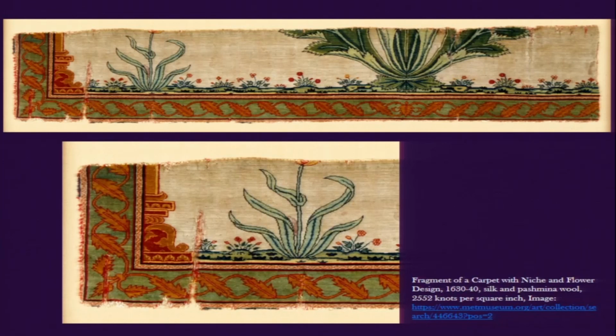So from looking at all of those visual representations, and considering all those peculiarities, let us come back to the Mughal textiles, and see what is significant in terms of the textiles which were produced during the Mughal era. Now this is a fragment of a carpet that shows a niche and flower designs, and it came from the early half of the 17th century, 1630 to 1640.